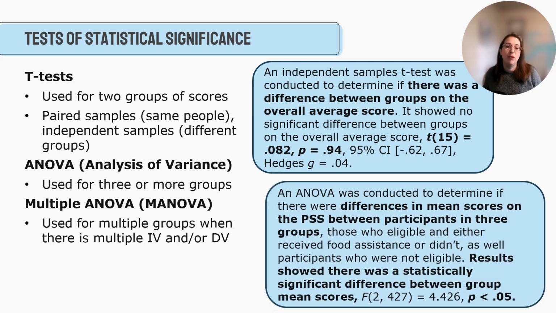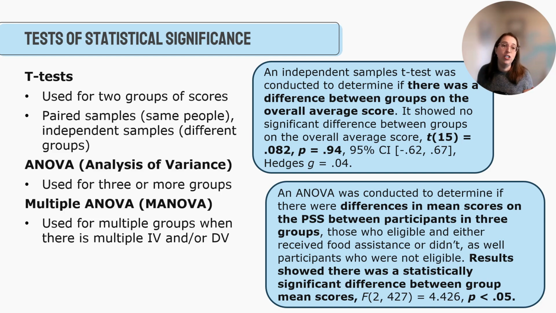So here's an example of what that might look like. Let's say I'm doing this study and I want to see if there's a difference in the perceived stress scale scores between participants who were eligible for food assistance and received it, those who were eligible for food assistance and didn't receive it, as well as participants who were not eligible. I want to see if eligibility and receiving food stamps has an effect on your stress score.